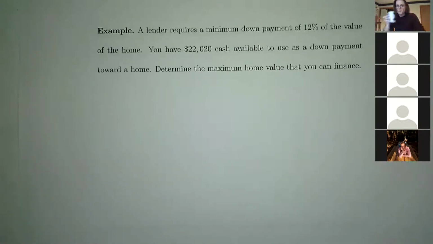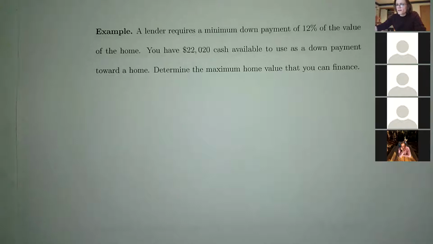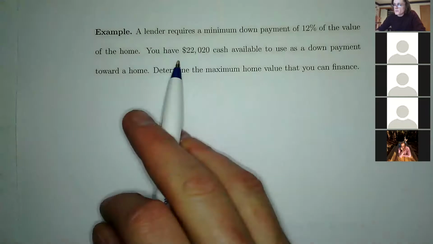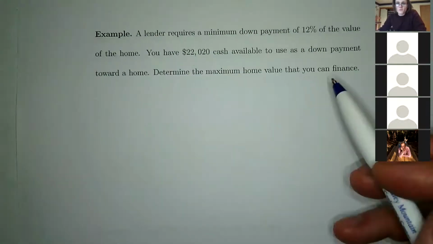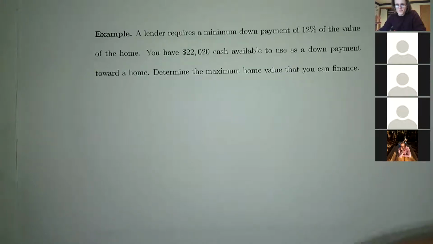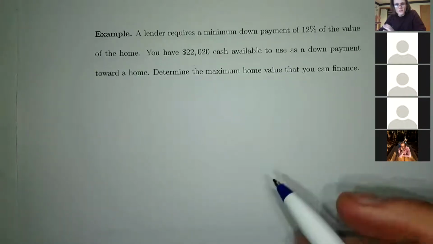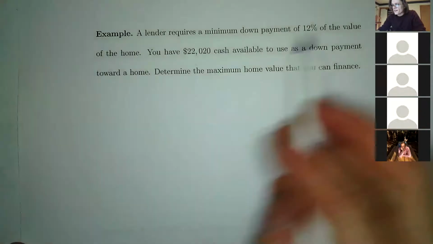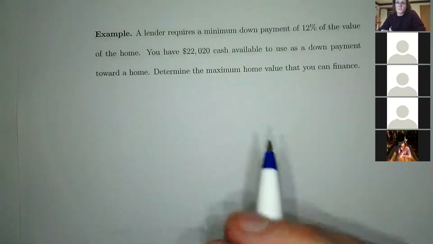All right. So a lender requires a minimum down payment of 12% on the value of a home. You have some odd amount of cash available as a down payment. Determine the maximum home value that you can finance. Right? So in this case, you're taking out a mortgage, and this is your down payment. 12% is generally a low down payment. I think generally they advise 20%. I think anything less than like 8 or 4 or something, you have to get mortgage insurance. It's a whole thing. I wouldn't advise it, but in this case, I guess it's just no mortgage.